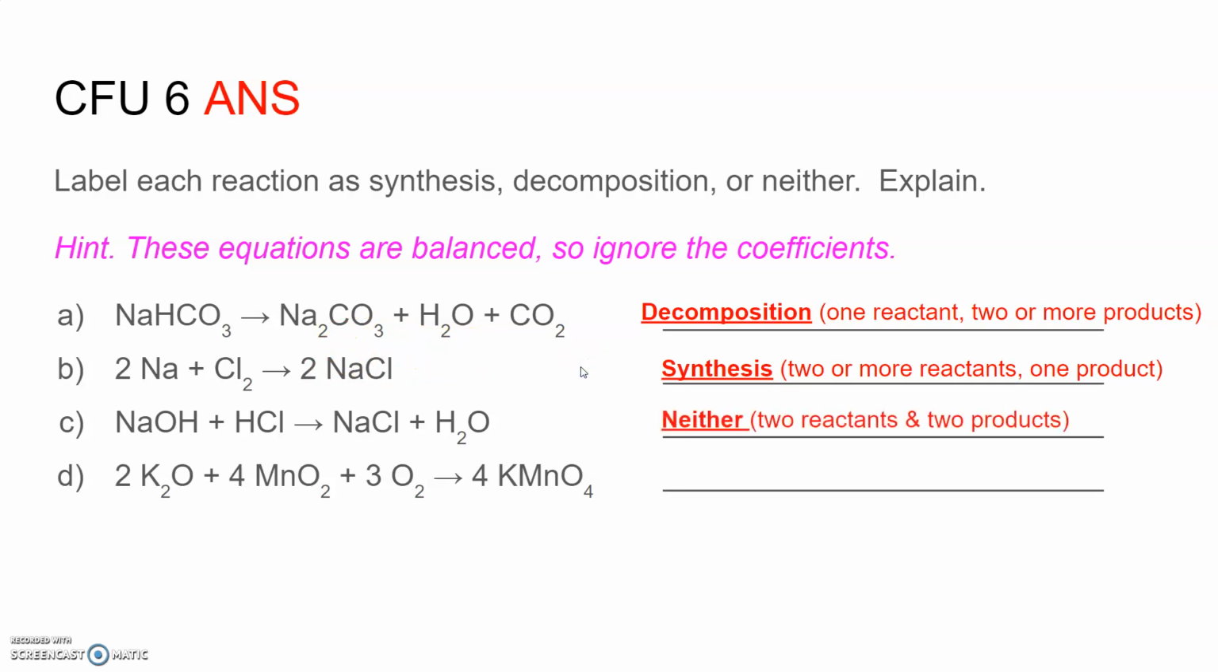Here we have neither. We start off with 2 types of reactants and 2 types of products, so that's neither. And then the last one is synthesis as well. In this case, we're starting with 1, 2, 3 types of reactants to produce one type of product. Once again, we're ignoring those coefficients.